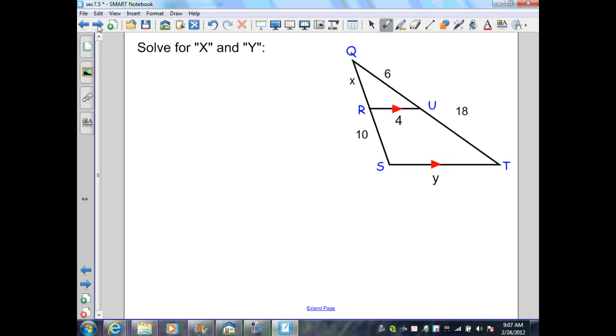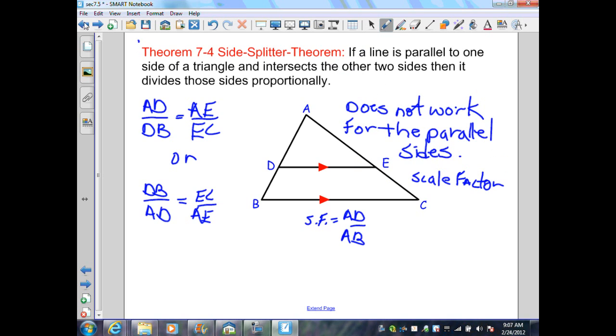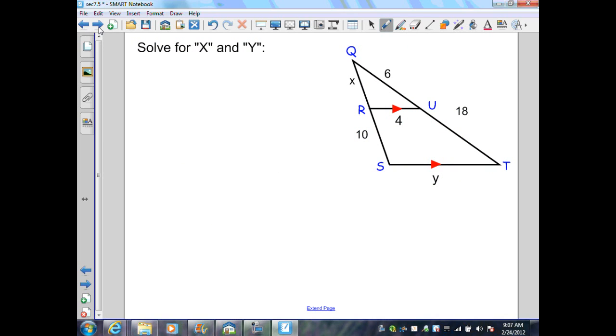So here, let's take a look at an example. They want us to solve for X and Y. I'm going to tell you the first thing that I would do is always find a scale factor. But let's try the theorem, which is the side splitter theorem. So this is the side splitter. Therefore, I know I have QR, which is X, over RS, which is 10, and QU, which is 6, over UT, which is 18.